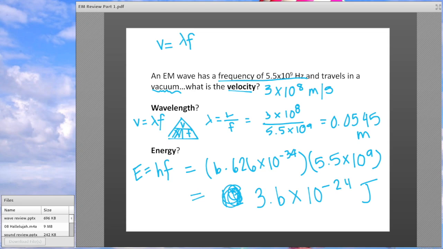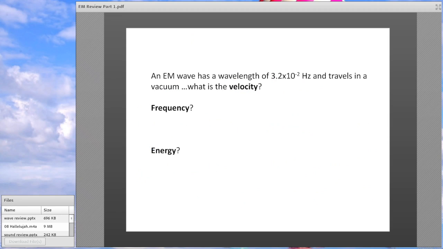Oh, I divided. So if you have an idea of what your exponents are supposed to look like before you start doing your math, then if you get an answer that doesn't seem right, you can check yourself and make sure. See, this sounds much better. I got 3.6 times 10 to the negative 24. Okay, that makes much more sense, right?